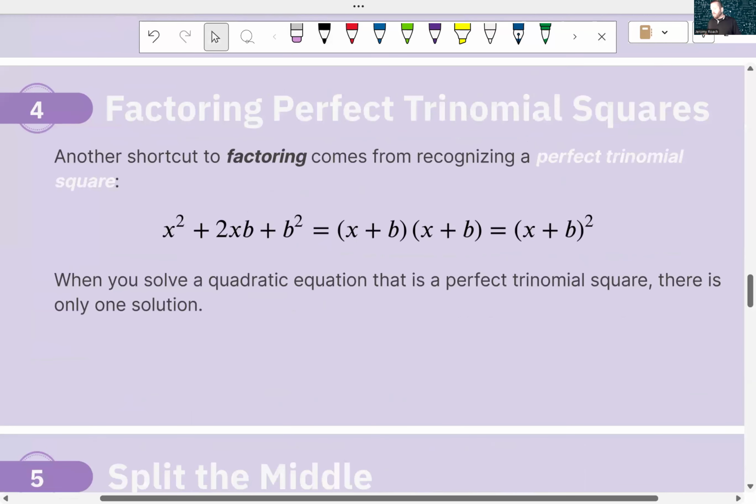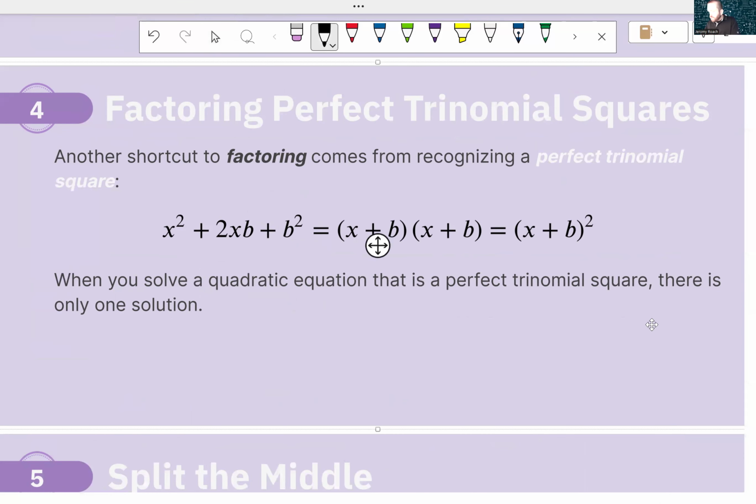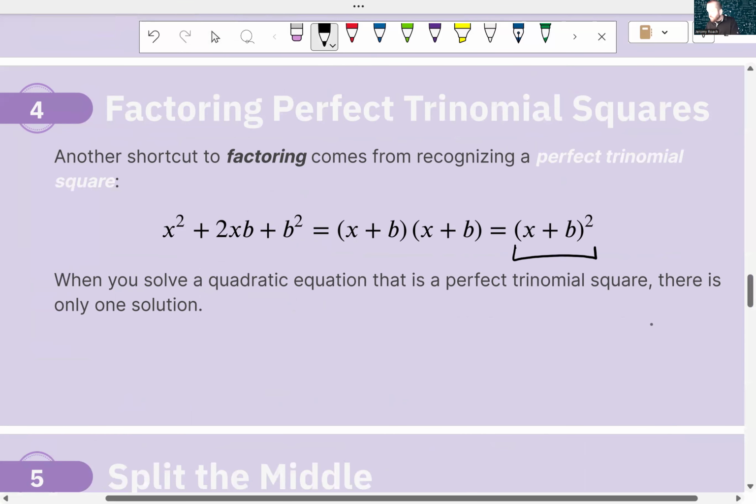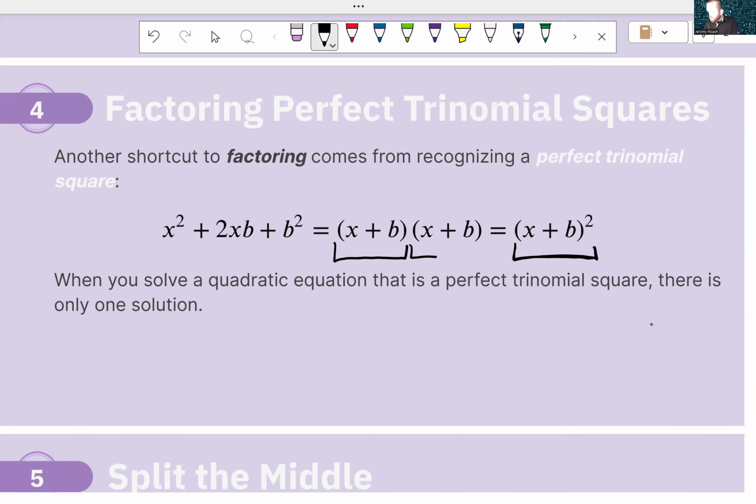Factoring perfect square trinomials. This is another good rule to memorize. When you have a quantity squared, that means that you have something in parentheses and it's squared. That means that we're multiplying those two terms by themselves. So it's squaring this entire section, this entire binomial. And when we do that, we get x squared plus 2xb plus b squared.